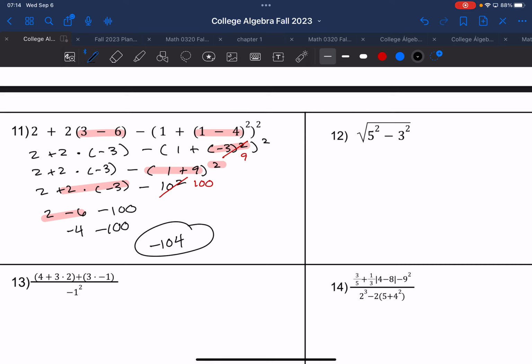Okay. Number 12, what would we do first? The exponents. Good, the exponents, because we have no parentheses here, so we're going to skip straight to the exponents. So 5 squared and 3 squared. So I have the square root of 25 minus 9. What would I do next? Subtract. 25 minus 9 gives us the square root of 16, which is 4.